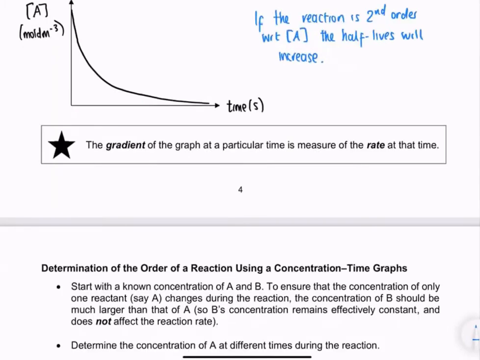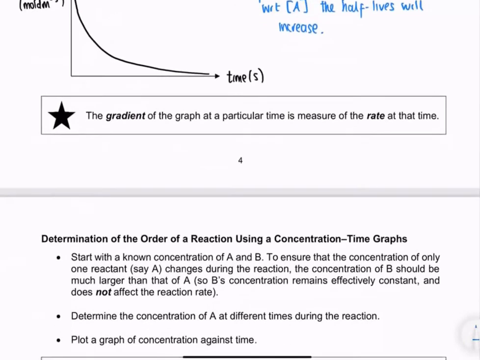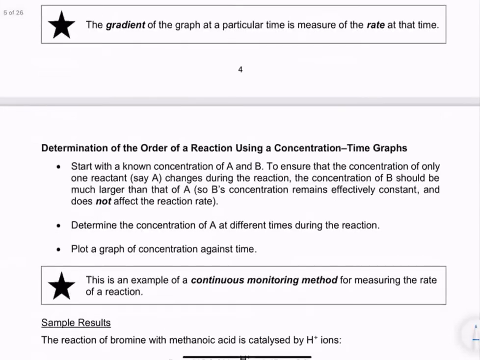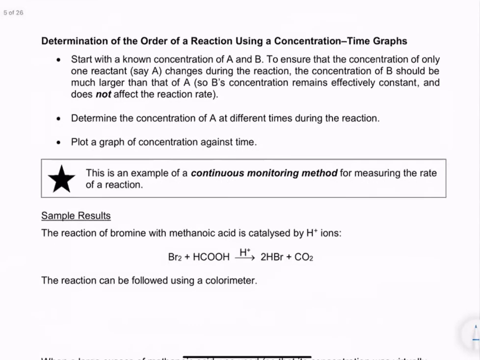Okay, so what we're going to do now is we're going to put that into practice. We're going to actually do that with a concentration time graph. So how would we do this? We would start with a known concentration of A and B, and to ensure that only one of those reactants is being measured, what we're going to do is we're going to keep one of them really, really big in comparison to the one we're trying to measure.